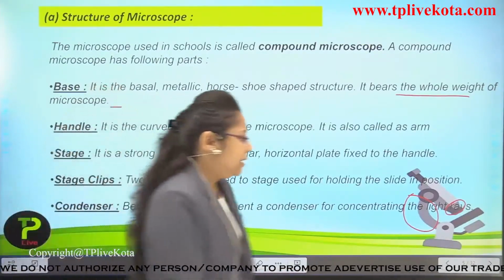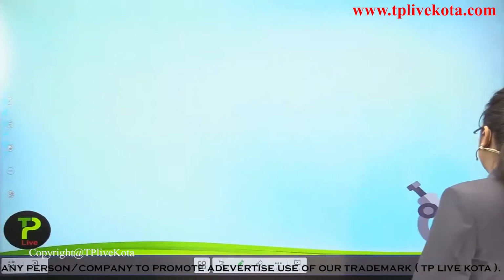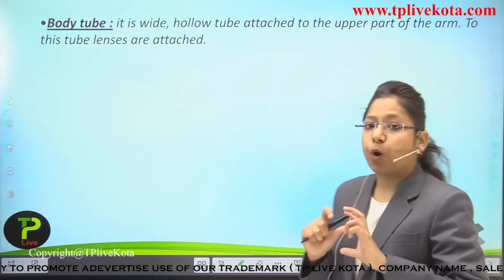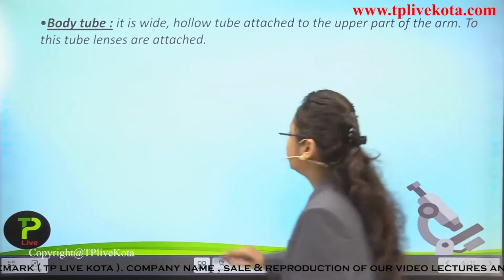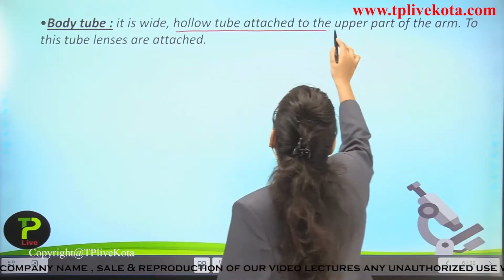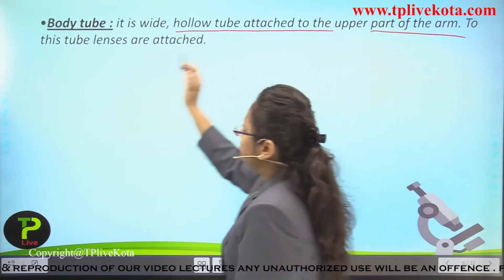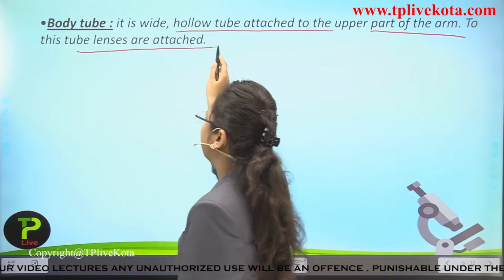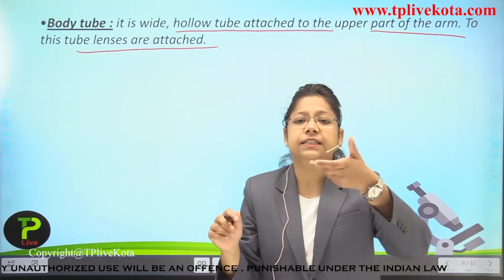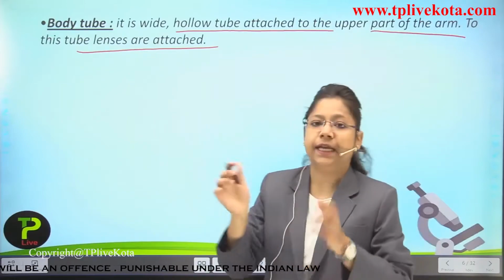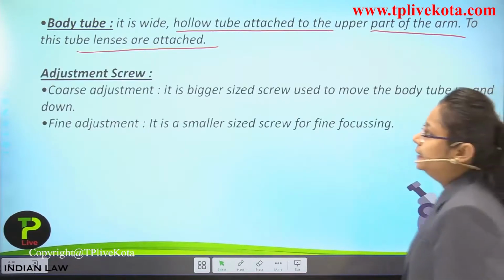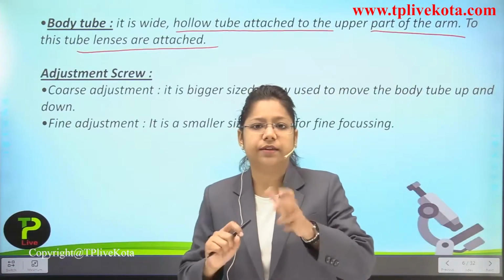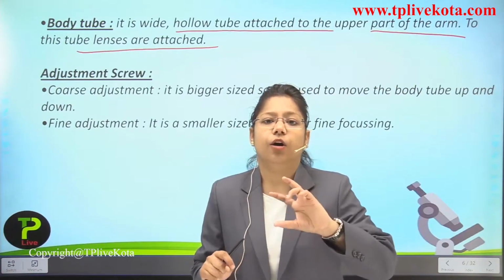Okay, now moving on towards the next slide, we will see here the body tube. What is the body tube? It is a wide hollow tube attached to the upper part of the arm, and to this tube lenses are attached. Okay, the lenses are attached over the body tube, students. Next part of the microscope is the adjustment screw. Now there are two types of adjustment.